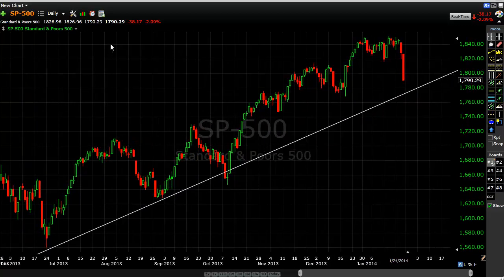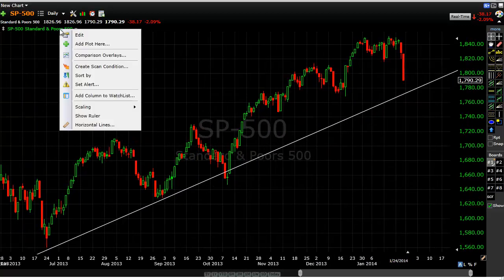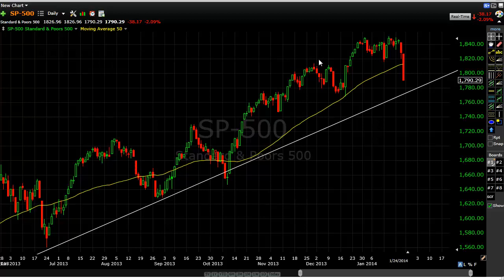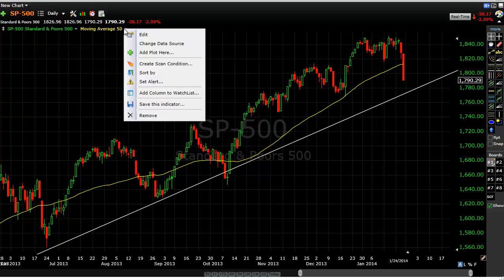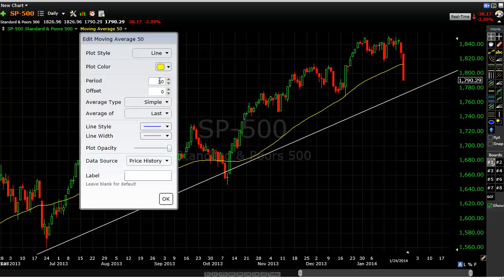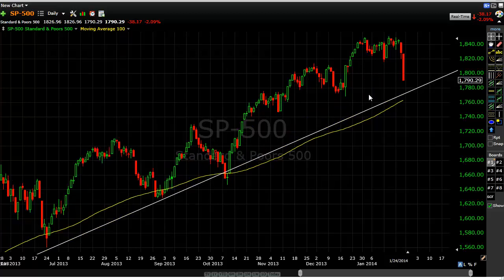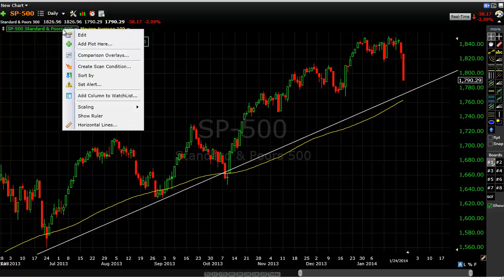Another thing that you could do, and I'm using TC2000 charts here, is come up here and add a plot, and let's just say that we're going to add a simple moving average. The one that I would use for a longer term trend, one of those trends at least, would be a 100. If we add a 100 moving average here, then what we see is that we're still above that 100 moving average as well. Another tool that I use is Ichimoku.